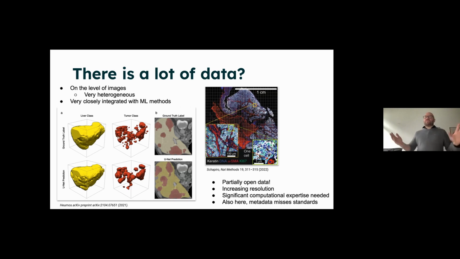There's of course a lot of imaging data on the left. You see some results from our own research where we can basically find tumor regions in MRI images from radiology departments, and with machine learning you can then find which regions are tumor regions, which are not tumor regions.